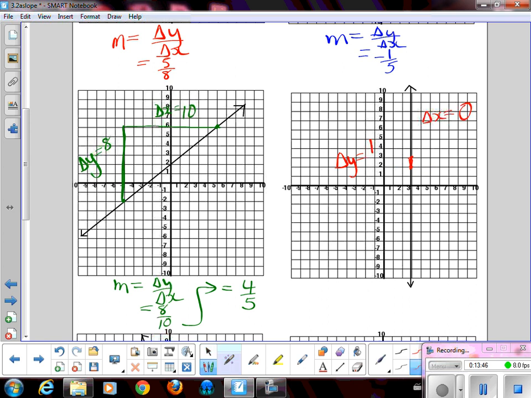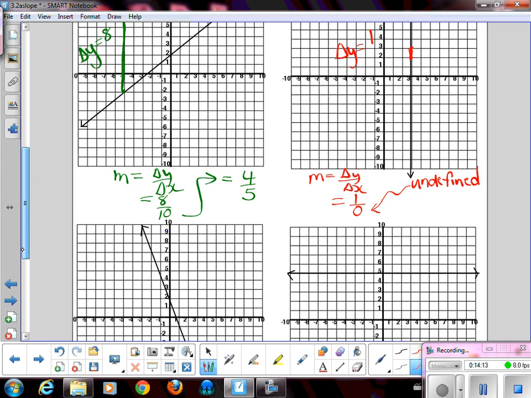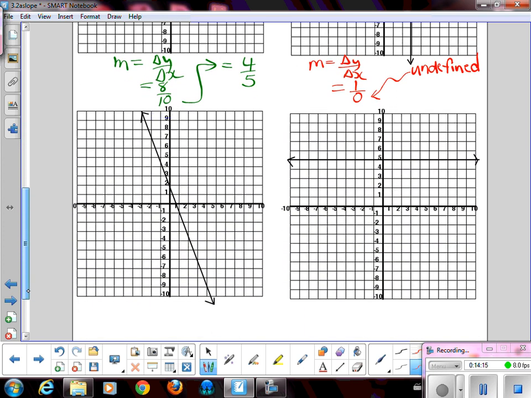So that's 0. So we know our slope is, again, delta y over delta x, which is going to equal 1 over 0. Now, I have a problem with that because in mathematics, we can't divide by 0. So when I have a line like this, my slope is undefined. So the answer is undefined. Okay, it's not 0 or anything like that. Okay, so I'm going to stop the video and we're going to do these last 2 questions together.